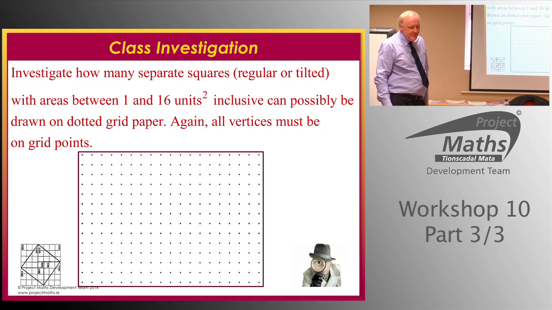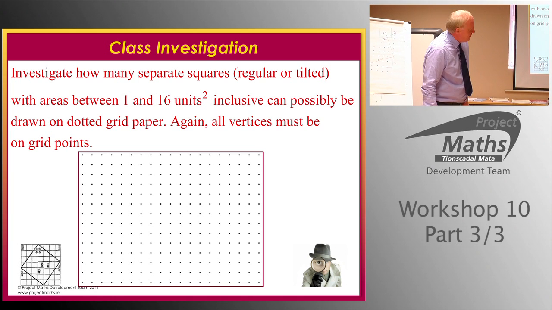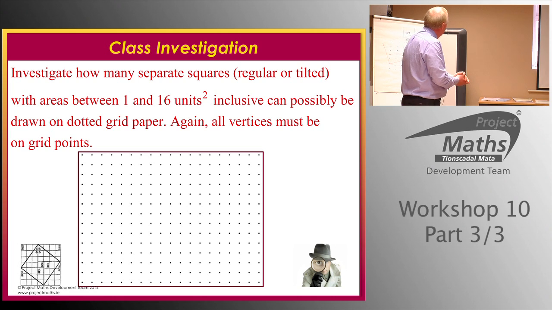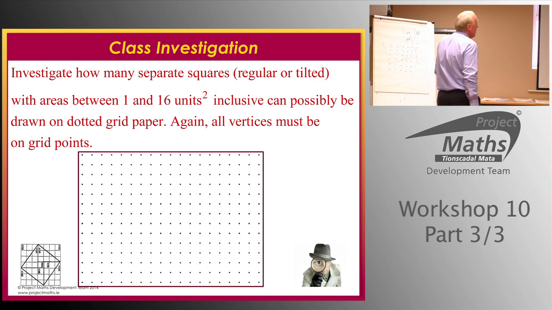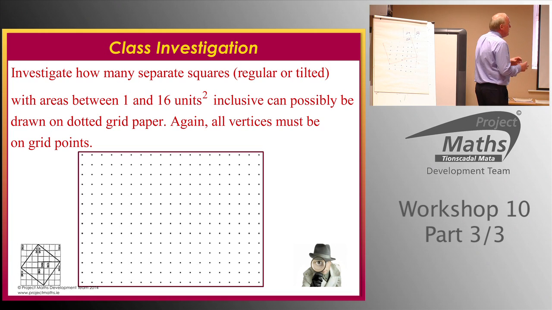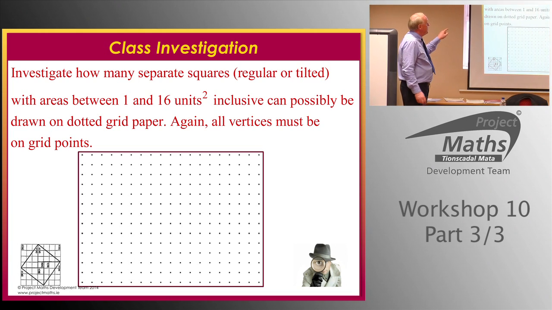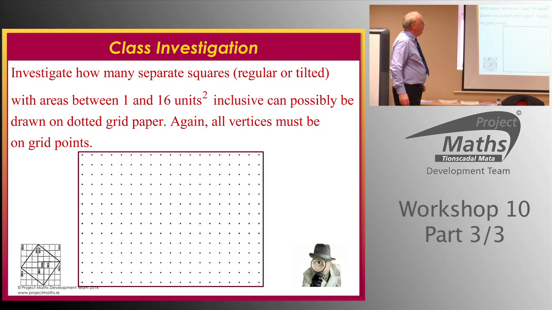Now, we're going a little bit further. This is where we have the next blank page. Investigate how many separate squares, regular or tilted, with areas of between 1 and 16 can possibly be drawn on dotted grid paper. Again, all vertices must be on grid points.